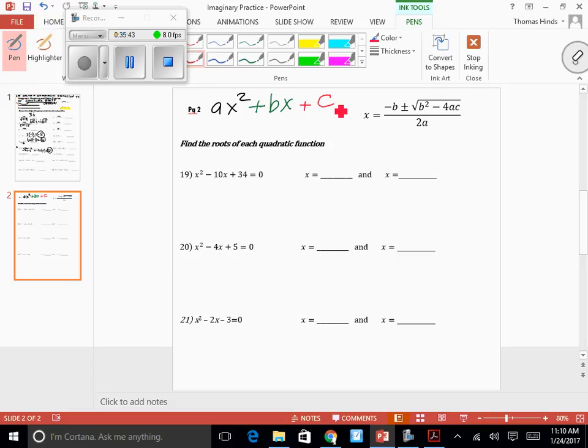X equals negative b plus or minus the square root of b squared minus 4ac, over 2a.